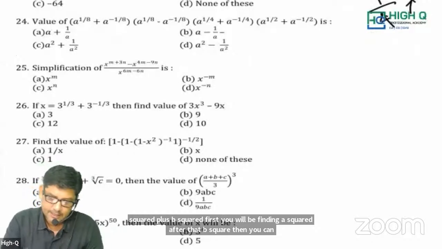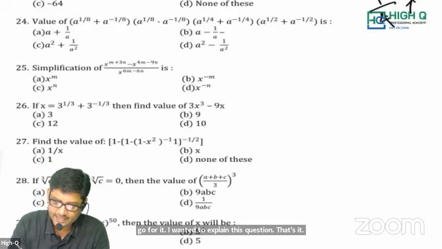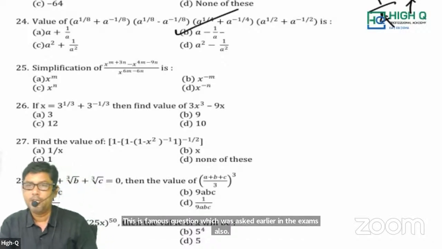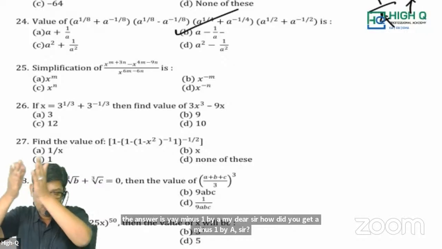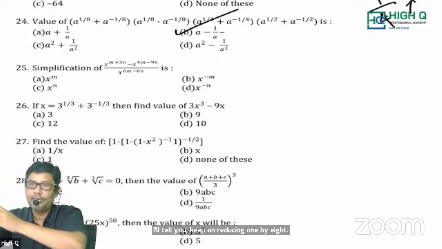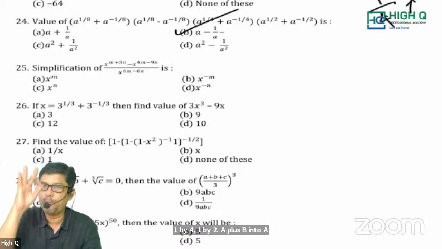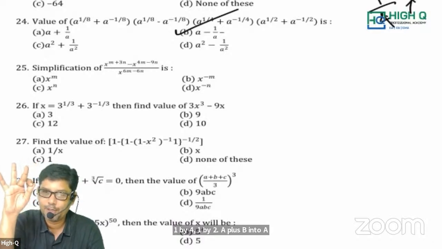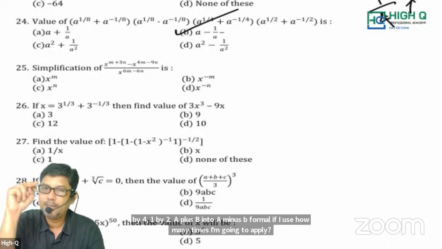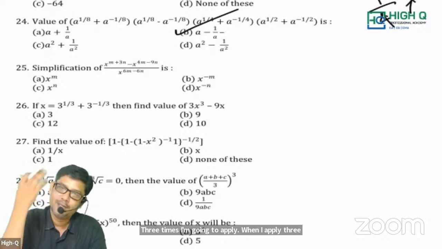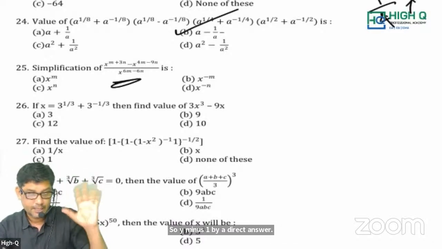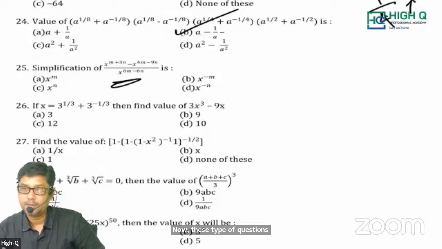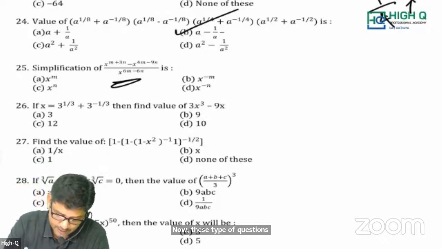Next. This is a famous question which was asked earlier in the exams also. The answer is a minus 1 by a, my dear. Sir, how did you get a minus 1 by a, sir? I'll tell you, it keeps on reducing: 1 by 8, 1 by 4, 1 by 2. A plus b into a minus b formula if I use, how many times am I going to apply? 3 times I'm going to apply. When I apply 3 times, 8 becomes 4, 4 becomes 2, 2 becomes 1. So a minus 1 by a, direct answer. Now, these type of questions, what can be applied, my dear? You just use it.